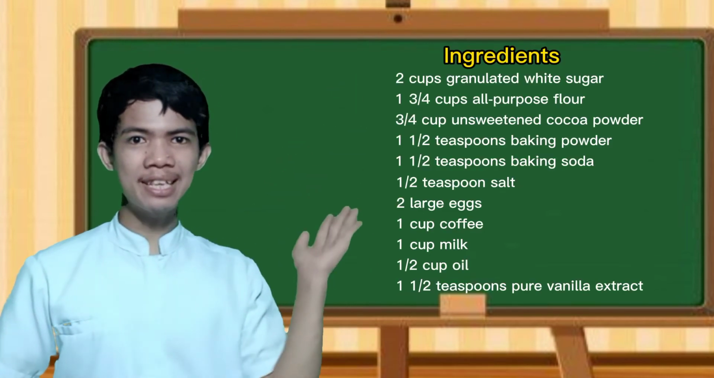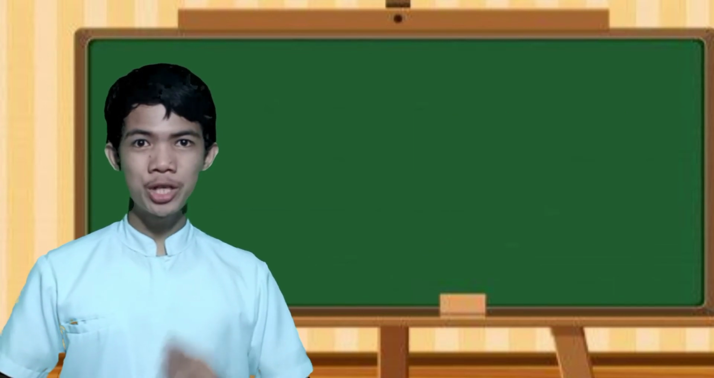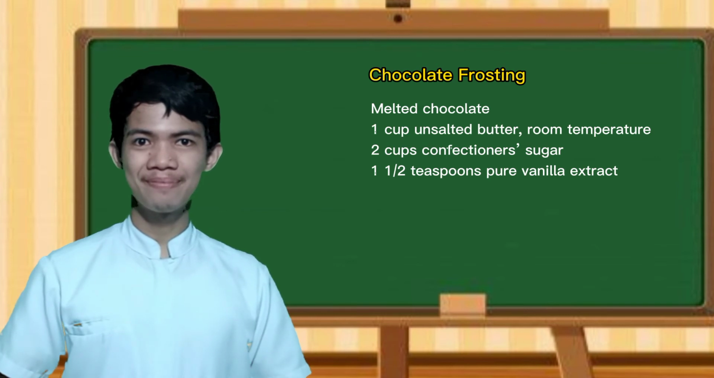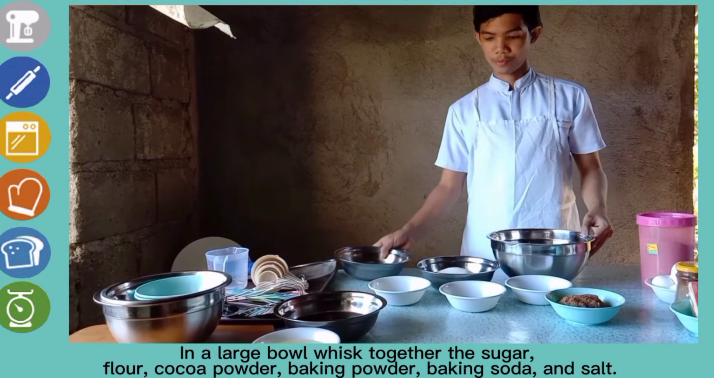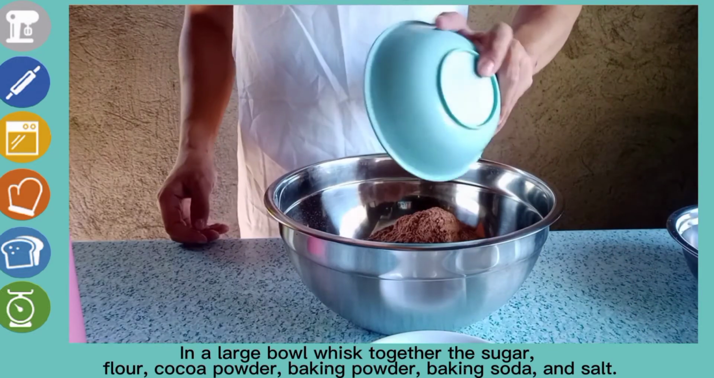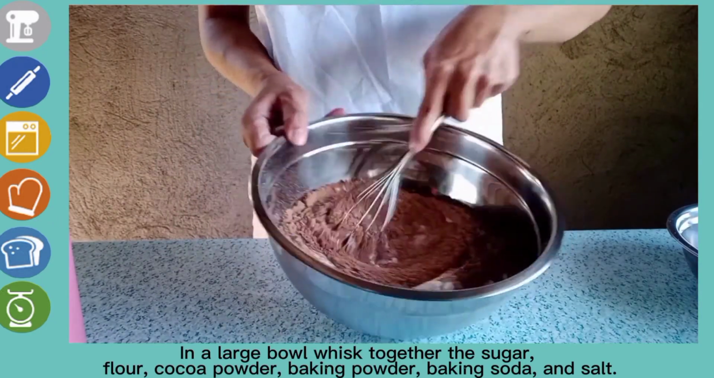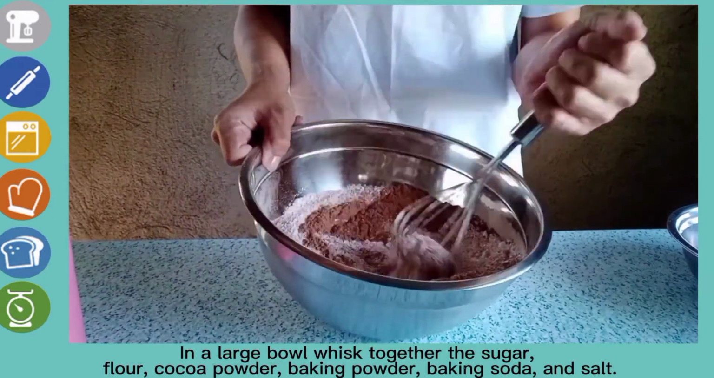Here are the needed ingredients. And for chocolate frosting, here are the needed ingredients. Step 1. In a large bowl, whisk together the sugar, flour, cocoa powder, baking soda, and salt. In mixing dry ingredients, we use a wire whisk to incorporate air.